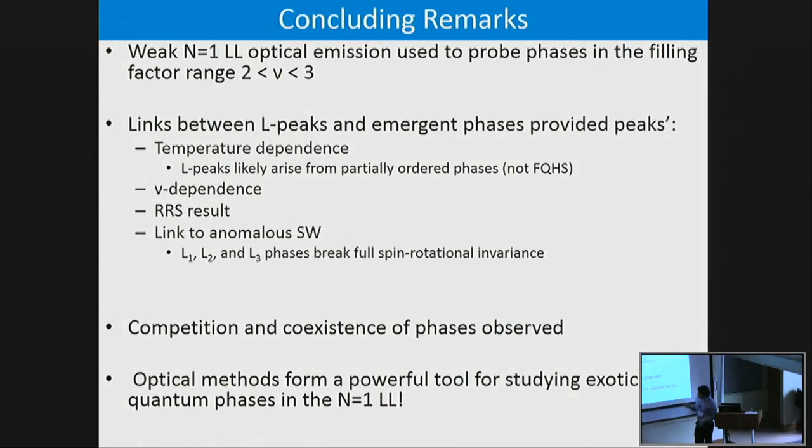Basically, we've looked at the optical emission from the second Landau level to study the competing phases of this filling factor range. The temperature dependence suggests these arise from ordered phases, because these phases really exist at a much higher temperature range than any fractional quantum Hall states, and the filling factor dependence is also, while very pronounced, not as pronounced as those of fractional quantum Hall states.